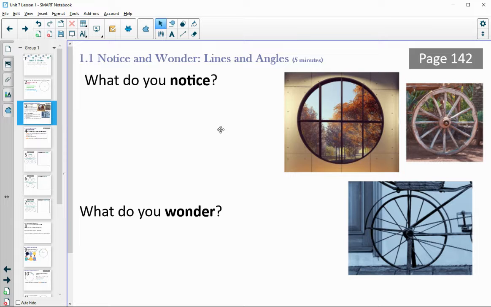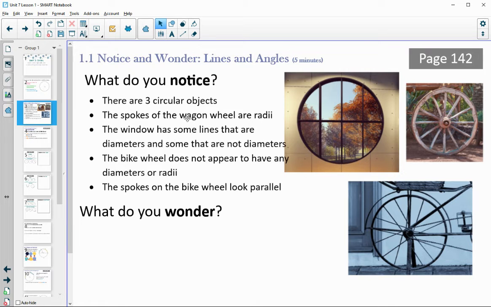So you certainly could have noticed and wondered quite a few things about this. Here's some that you might have noticed. You might have noticed that all three objects are circular. The wagon wheel appears to have all radii, so all of these appear to be going into the center. The window has some lines that appear to be diameters and some that are not. The bike wheel doesn't appear to have any diameter or radii. They seem to just kind of go past the center there or not into it.